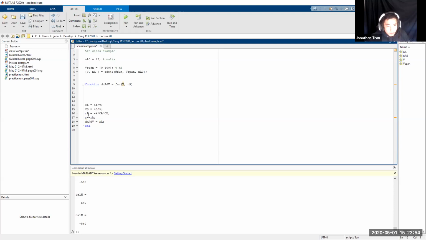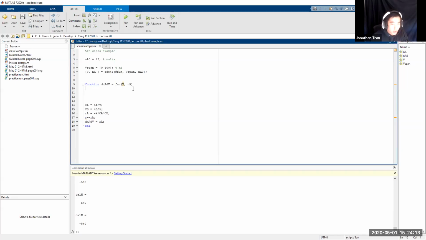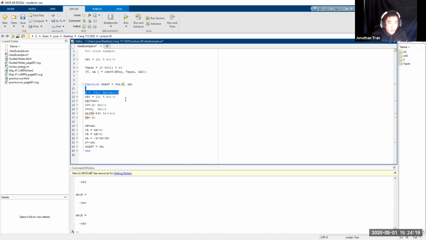Well, excuse me, this should be, well, no, that's fine. RA is equal to our rate law. And then our various concentration terms are defined. And then ahead of that, we need to define basically all the constants that we have. So in this case, they're going to be our K value, our NA naught value.